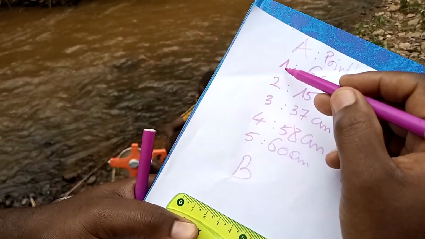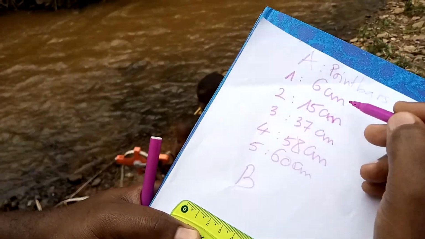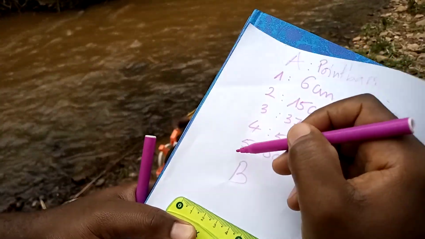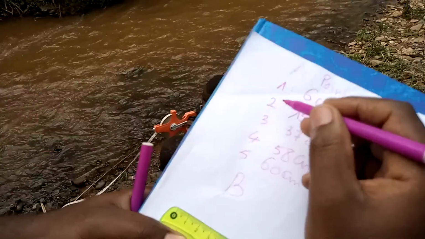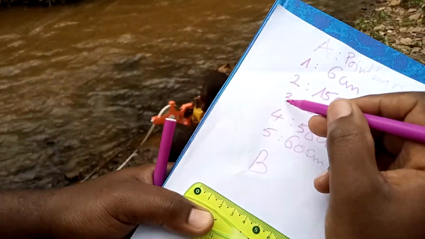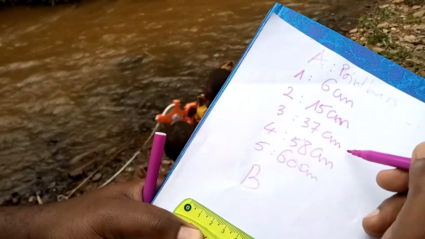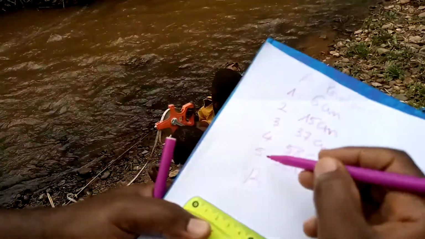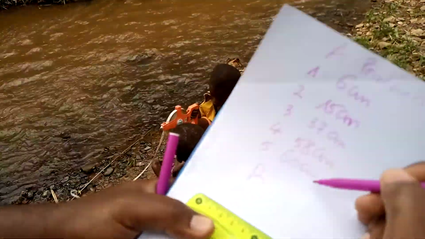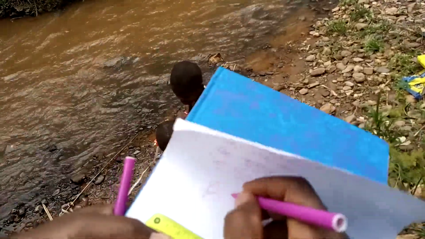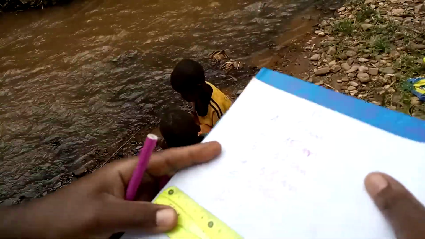The first 50 centimeters, I measured 6 centimeters. This is the depth, and this is the distance from A. And at 1 meter from A, it is 15 centimeters. At 1.5 meters, 37 centimeters. At 2 meters, 58 centimeters. At 2.5 meters, 60 centimeters. And at 3 meters, it is 0 because it was in the bank where there is a cliff.